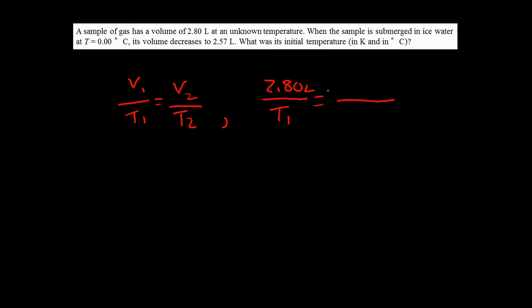So if you remember, Charles's law is V1 over T1 is equal to V2 over T2. And if we just plug in what we know, V1, we're told, is 2.8 liters. T1 is what we're trying to find. It's the unknown initial temperature. V2, we're told, is 2.57 liters. And then we're told that the initial temperature is 0 degrees C.